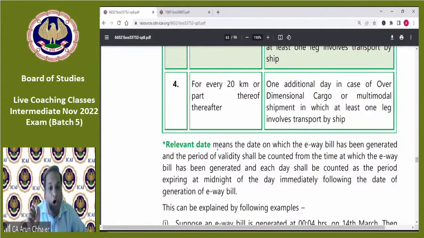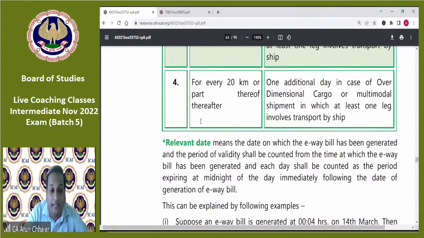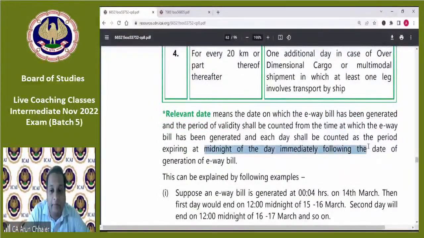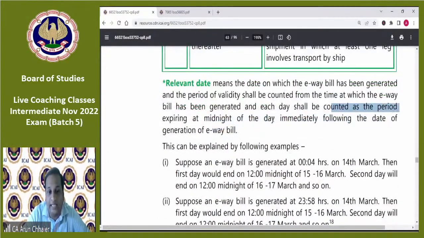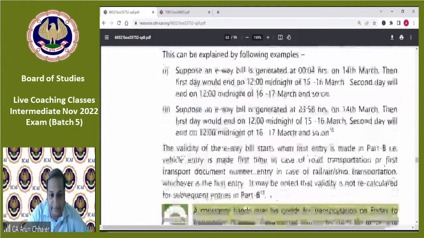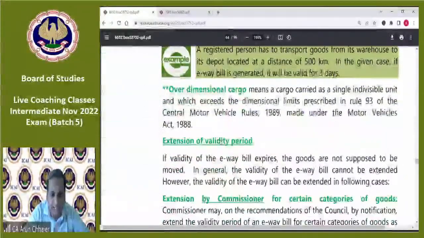The meaning of relevant date is given as the midnight of the day immediately following the date of generation of the e-way bill. So it remains valid till the midnight of 3rd July. Each day shall be counted as a period expiring at midnight. So one day means 2nd July midnight, and the second day means 3rd July midnight. So it will remain valid till midnight. So we are not reading the example.